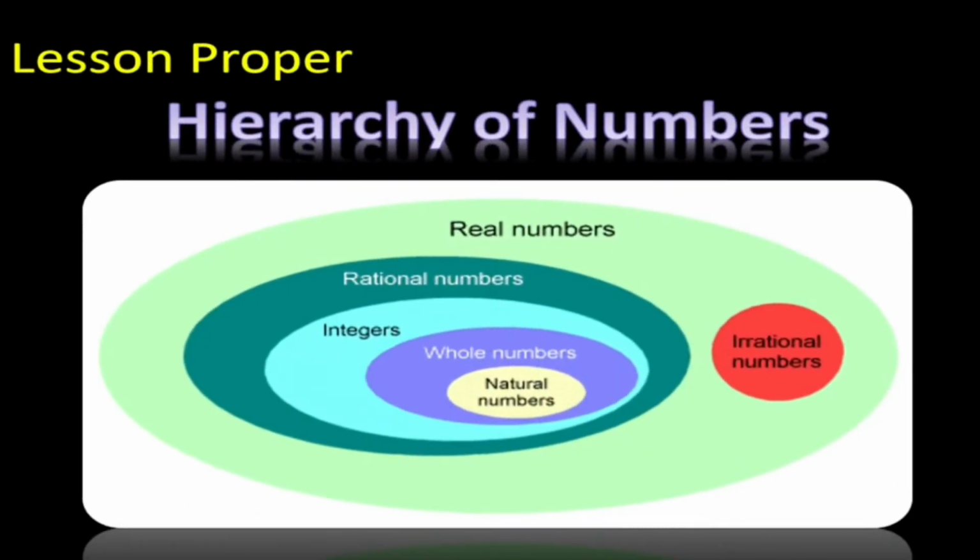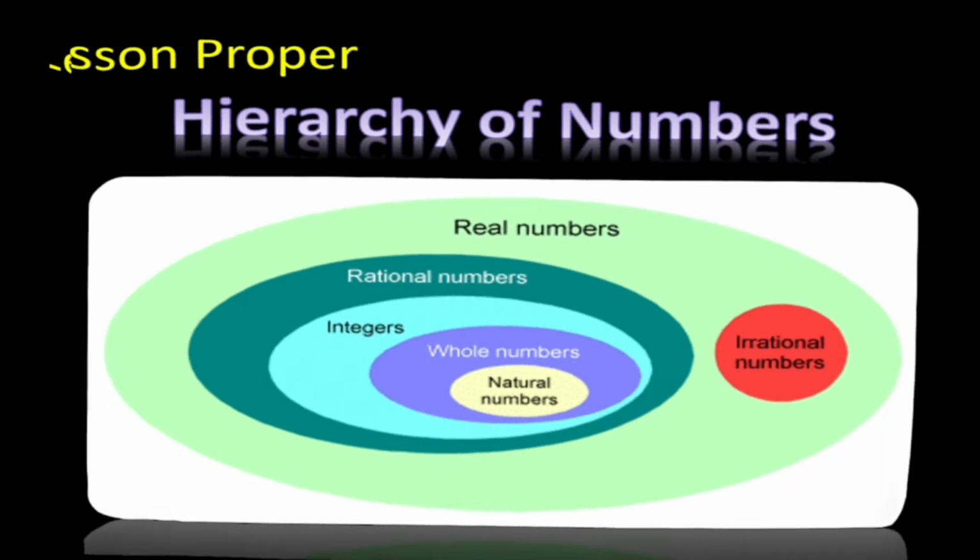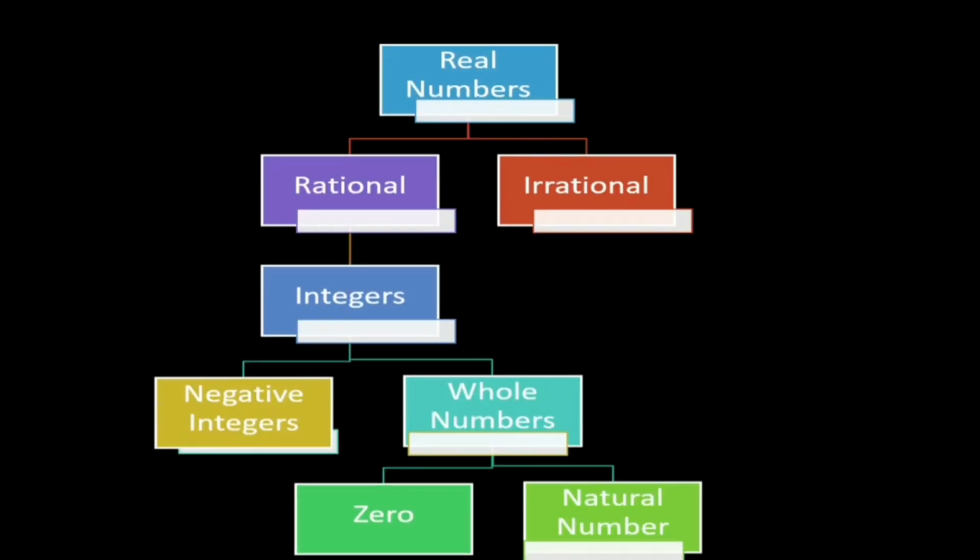So I have here the hierarchy of numbers. The hierarchy of numbers is composed of the following: the real numbers, the rational and irrational numbers, the integers, negative integers, whole numbers, zero, and natural numbers. So let's try to differentiate them.